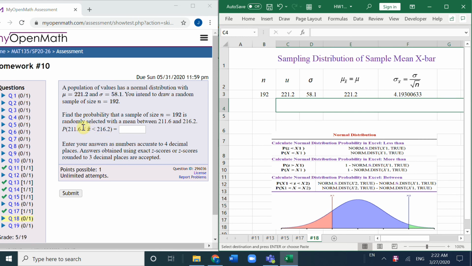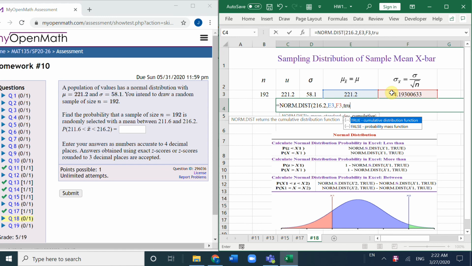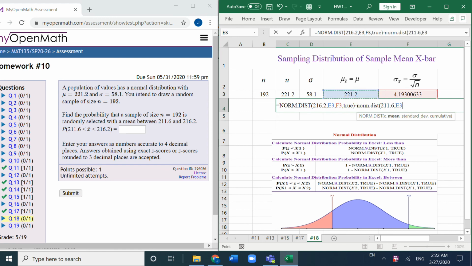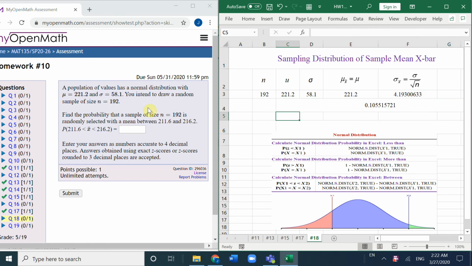Number 18 is also for x bar, is between case. So the between case is upper bound is 216.2, and then mu and the sigma and the true, minus lower bound and the mu sigma and the true. Okay, so is 0.1055.